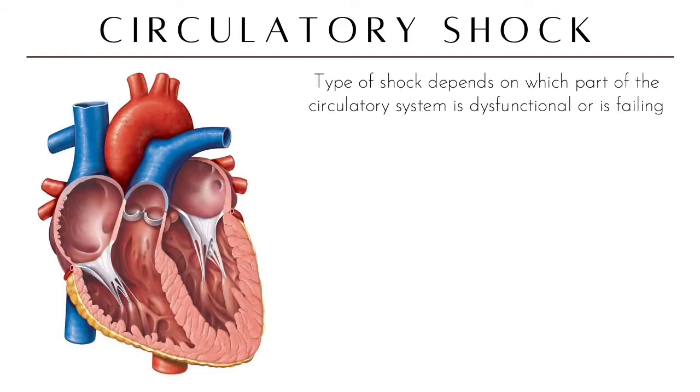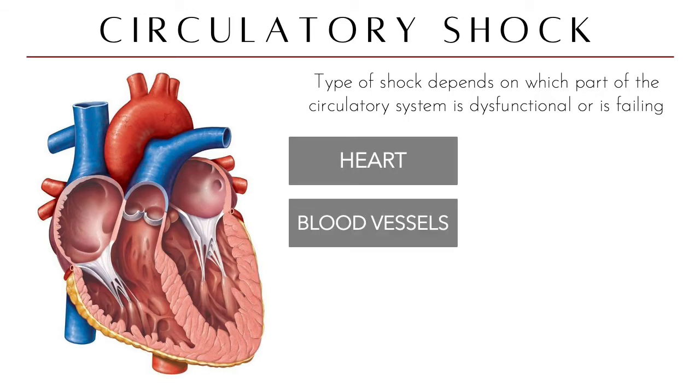The type of shock that occurs in the circulatory system depends on which part is dysfunctional or is failing. And what are the components of the circulatory system? Yes, the heart. What else? The blood vessels and the blood itself.